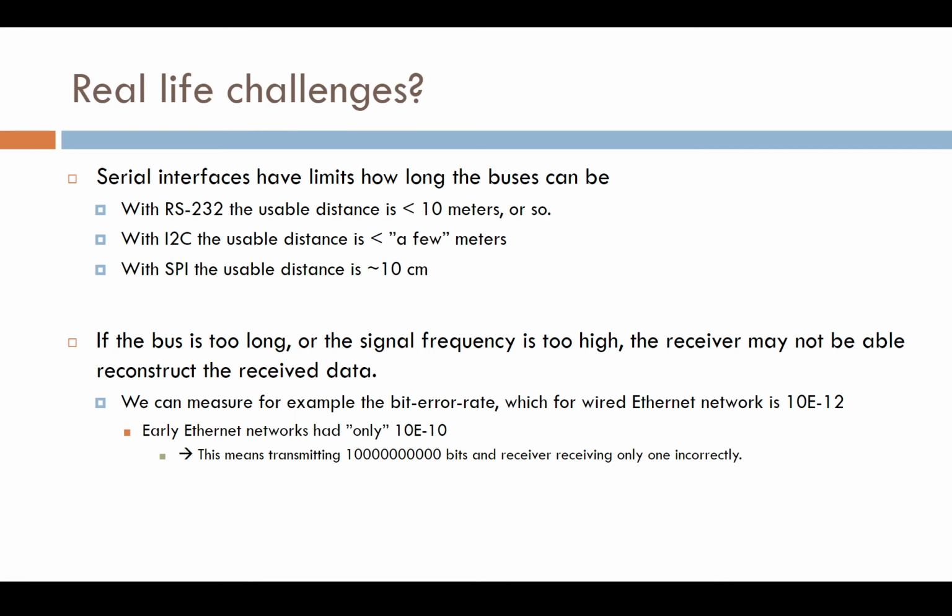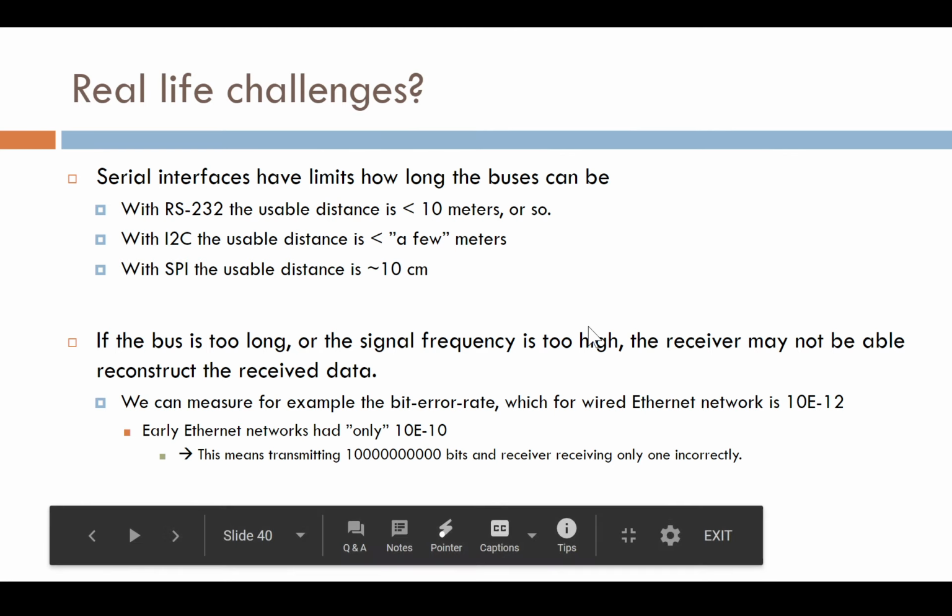More stuff goes into Ethernet faster. You cannot afford sending it again. Otherwise, latency goes haywire. Okay, so bit error rates. So those are the challenges.